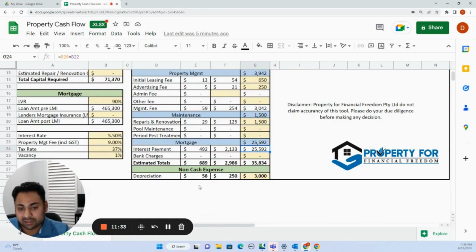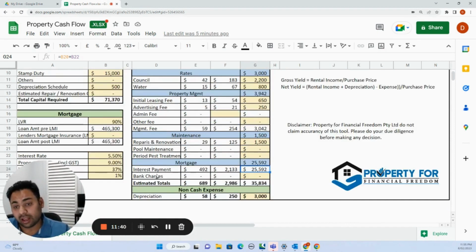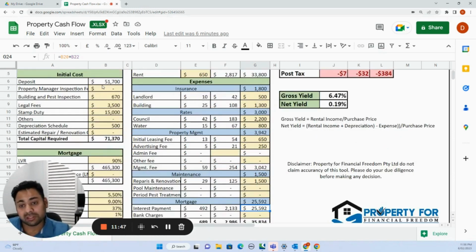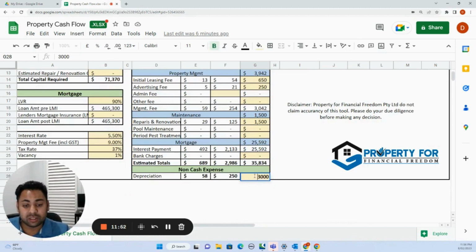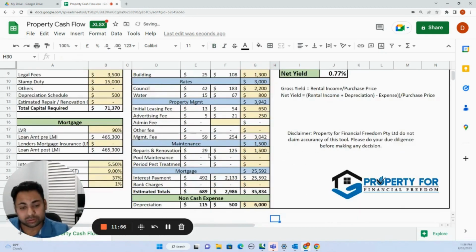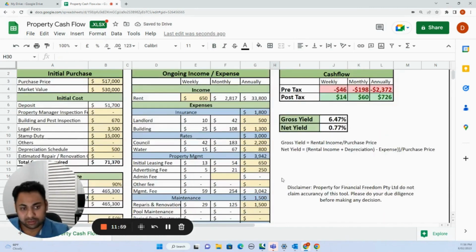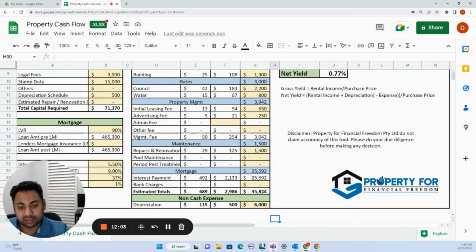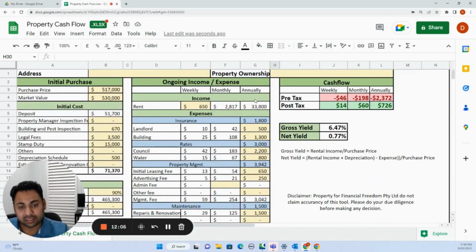The last thing I missed is non-cash expense, which is depreciation. This is something which is not costing you anything, because you have that depreciation schedule done. You can claim a certain amount of depreciation. For this property, this is a very nice big house. Generally you get around $6,000 depreciation. It's a 2005 built house, and you get $6,000 depreciation for this kind of house. So see, these are all the expenses, this is the income.